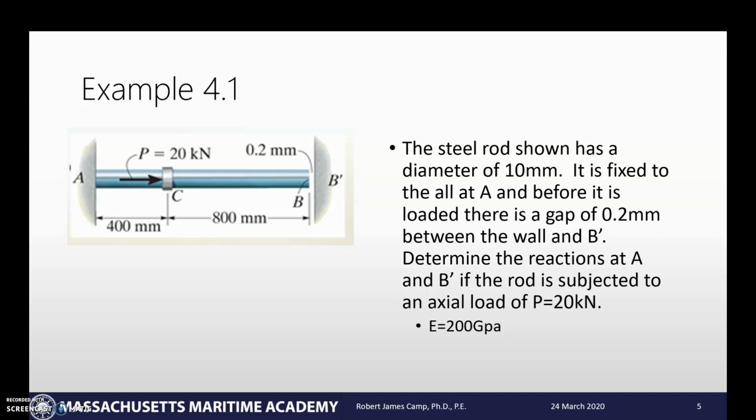Okay, and so in this example, let's look at the steel rod shown. It has a diameter of 10 millimeters. It's fixed at wall A, and before we load it, there's a gap there at B, and that gap's 0.2 millimeters. And so what's going to happen is we're going to apply a load of 20 kilonewtons on this, and we're going to assume that it's going to grow enough to touch the wall.